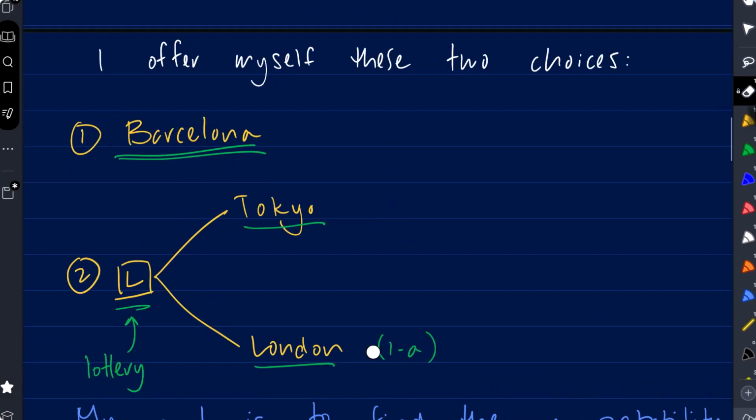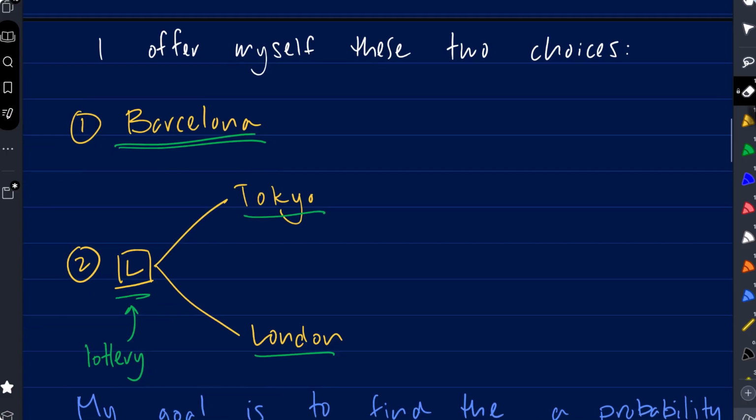What I have to do then is consider some probabilities of winning and losing the lottery, and think about, when those were the probabilities, would I just take number one? Would I take the lottery? Or would I in fact be indifferent? Again, this is going to be different for everybody. You can watch me go through the process, but this won't necessarily be the process for you.